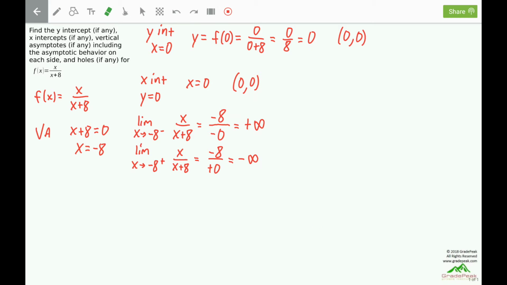There's the asymptotic behavior on each side. The last thing to determine is any holes. Holes occur when there are factors in the numerator and denominator that cancel out completely from the denominator. There was nothing in the original function that was able to cancel, so for the holes there will be none.